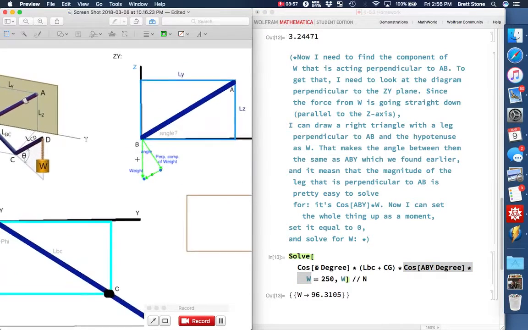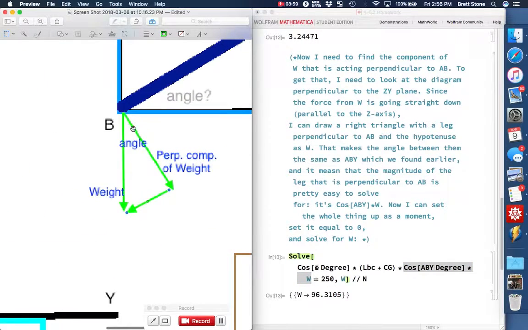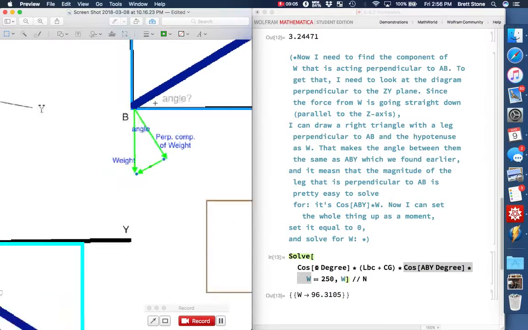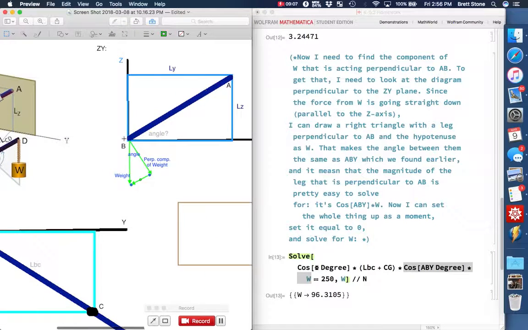And the reason that's the force is because that's where we're finding this perpendicular component of the weight, the portion of the weight that is perpendicular to our axis, to AB. That's what this part is. Cosine of ABY times W gives me this arrow, this side of the green arrow right there, the green triangle.